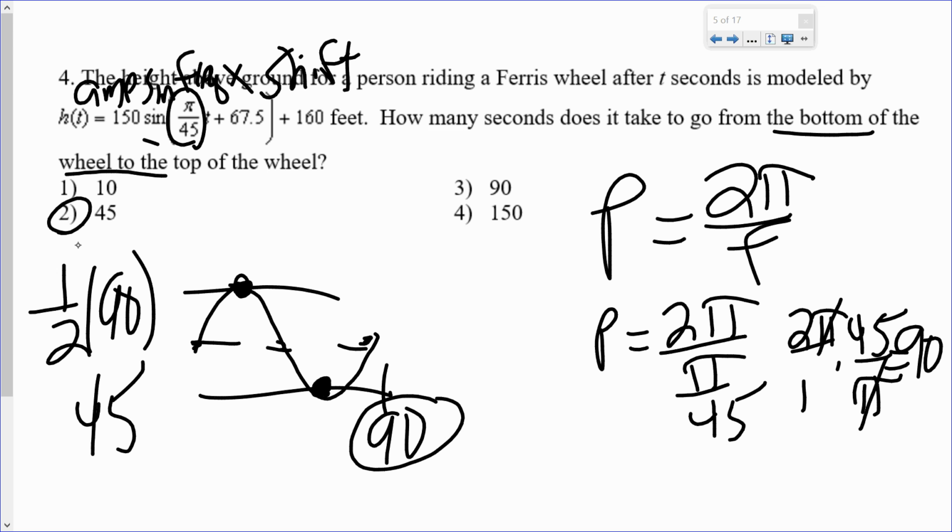I would not call these easy questions. They're short, but they're questions based on your understanding of the trig graphs, and there are applications to them. Applications lessons are always a little tricky because you have to wrap your head around what's going on and really understand all the components. Again, from the bottom of the wheel to the top of the wheel is half of a wave, so it's half of the period. Period is 2 pi over the frequency, and we know frequency is always what's between the sine or cosine and the variable.